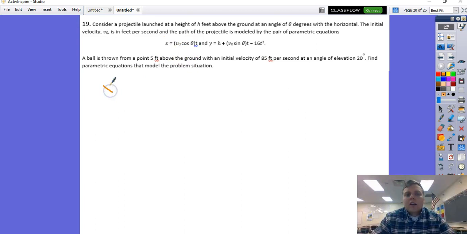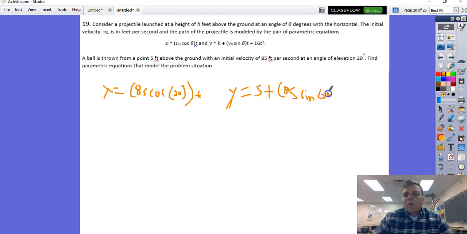So it's all about plugging in. So x is equal to v naught, that's initial velocity, which in this case is 85, times cosine of the angle, which is 20, times t. We do not know what t is. We leave t as t. That's our new variable we care about. Y equals starting height, which is 0.5 because the ball is thrown from 0.5 feet above the ground, so that's my starting height, plus initial velocity, which is 85, okay, times sine of the angle, which in this case is 20, times t minus 16t squared. And that's it. That's all I need to know for this problem.